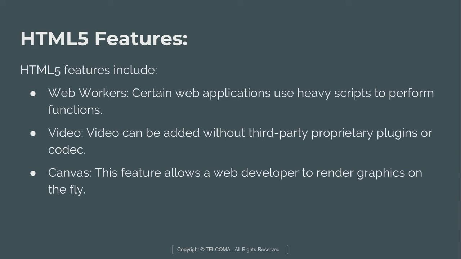Next feature is video embedding. In HTML5, videos can be added without third-party intervention, such as plugins or codecs. Here video embedding becomes as easy as embedding an image. Next is Canvas. This feature allows a web developer to render graphics on the fly.